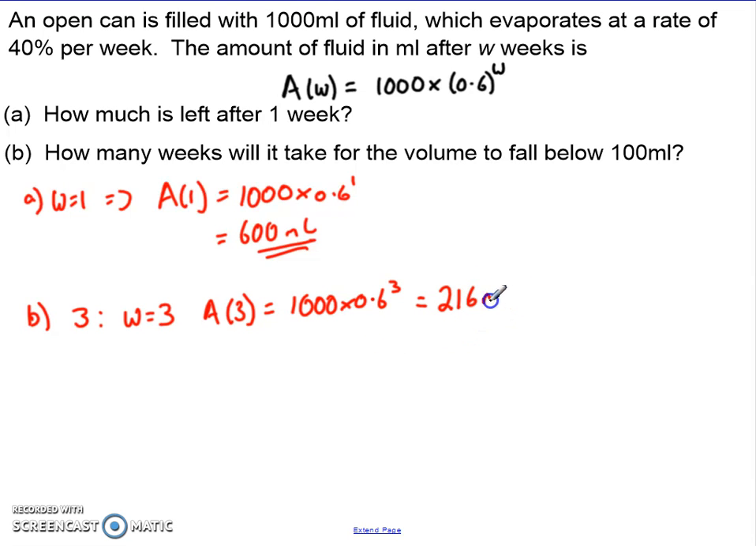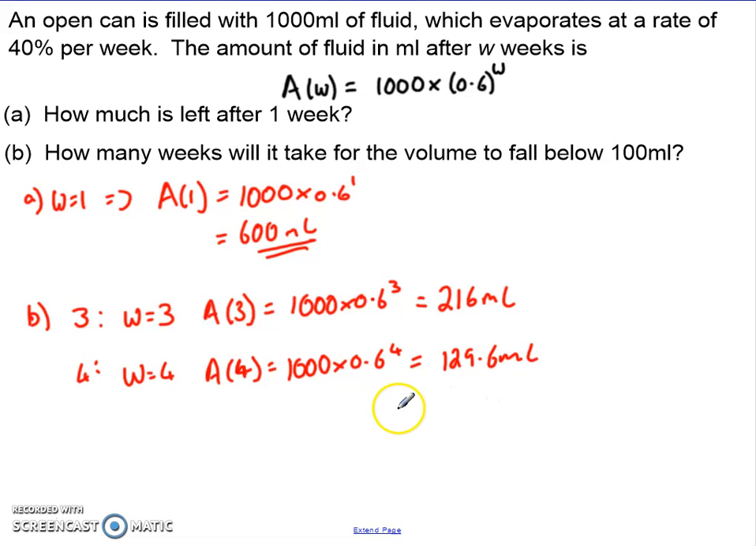Now, that isn't less than 100, so we take the next week. So we look at week 4. In this case, W is equal to 4. So we do A of 4 equals 1000 times 0.6 to the power of 4. Plug that in your calculator, and you get 129.6 millilitres. Now that's pretty close to what we want, but it isn't the exact amount. It's got to be below 100 millilitres.